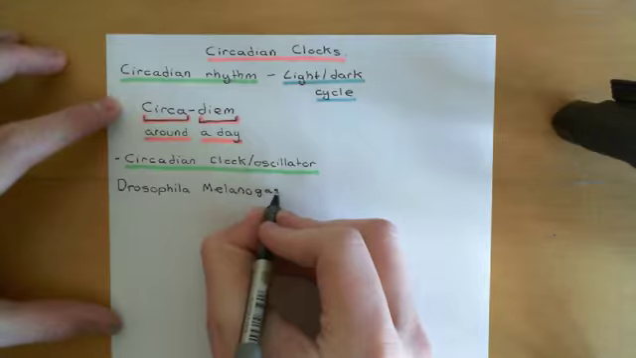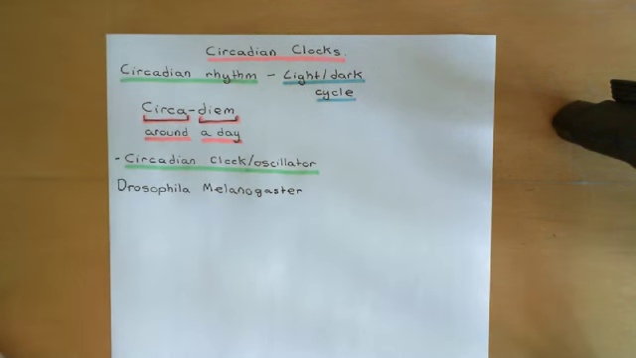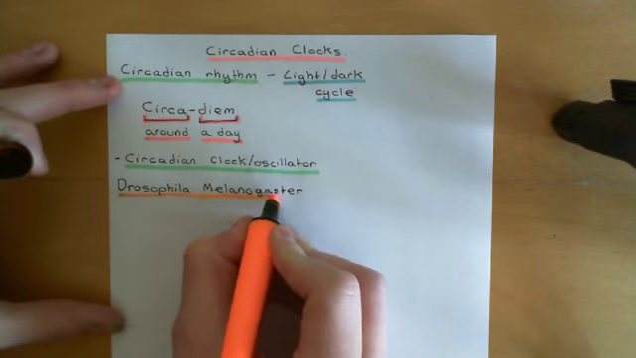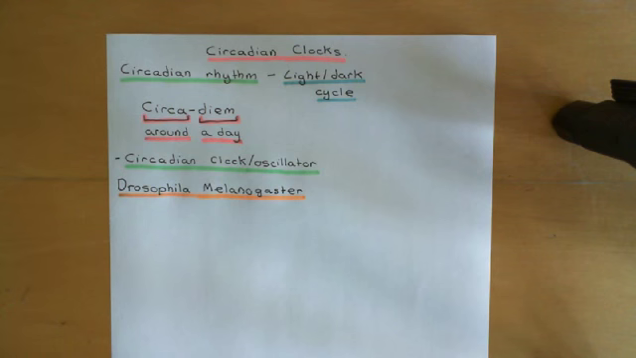Melanogaster. Drosophila melanogaster. And for short, you might sometimes hear or see Drosophila melanogaster abbreviated down to D. melanogaster. So Drosophila melanogaster has a circadian oscillator inside all of its cells. All of its cells know what time of day it is. And what's incredible about all of the cells of Drosophila melanogaster is that they are capable of synchronizing this clock with the light-dark cycle.